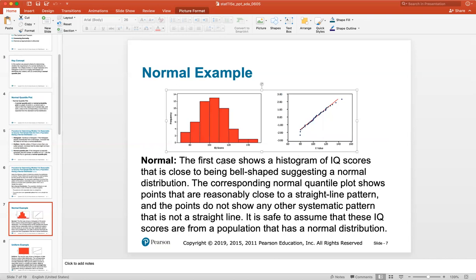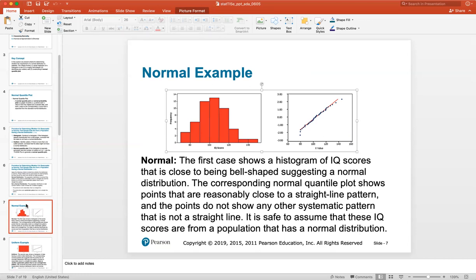The first case shows a histogram of IQ scores that is close to being bell-shaped. Look at the histogram: this is a bell shape, roughly. So it's a normal distribution. The corresponding normal quantile plot shows points that are reasonably close to a straight line pattern, and the points do not show any other systematic pattern that is not straight. What systematic pattern? Look at this.